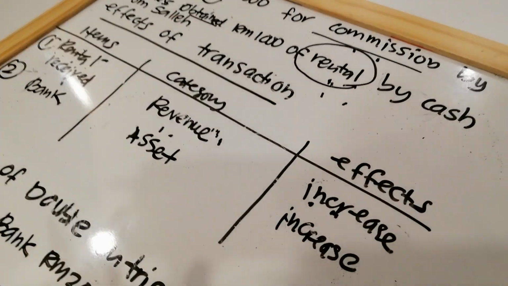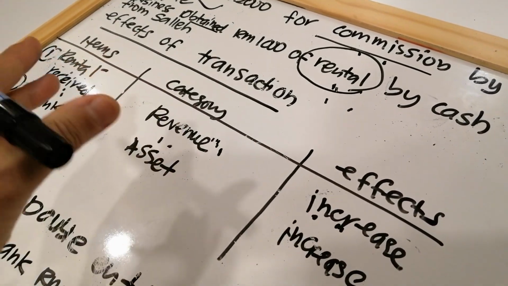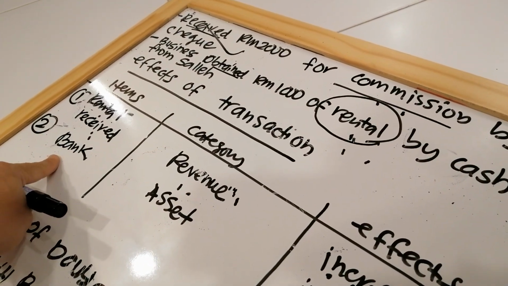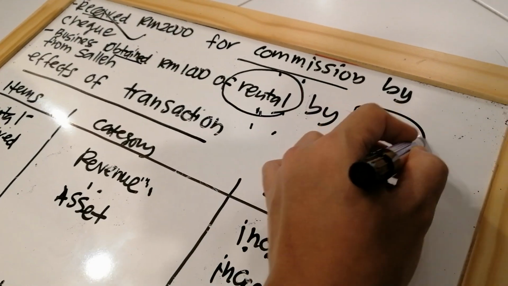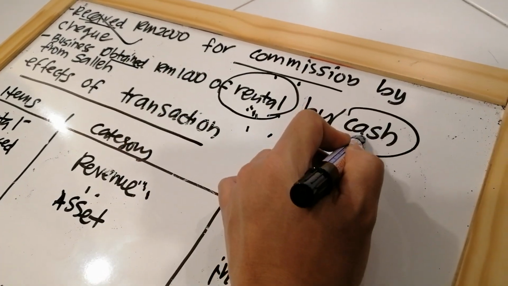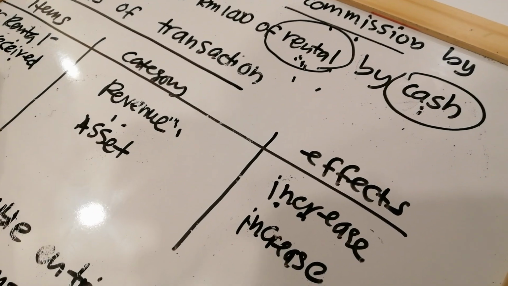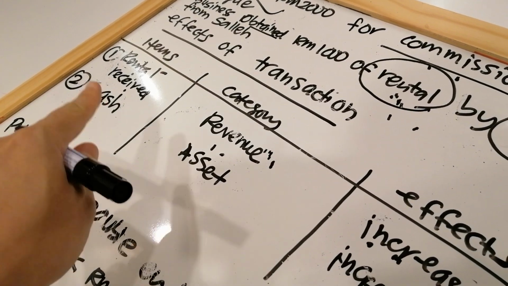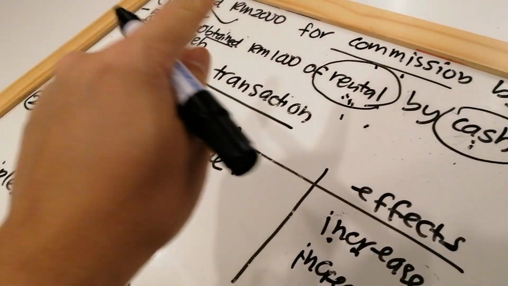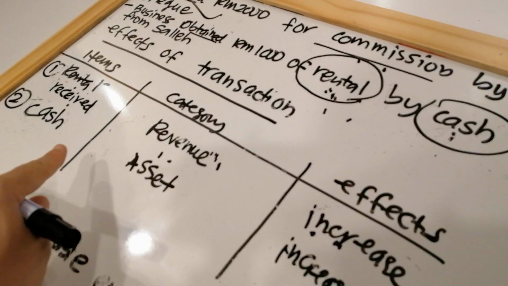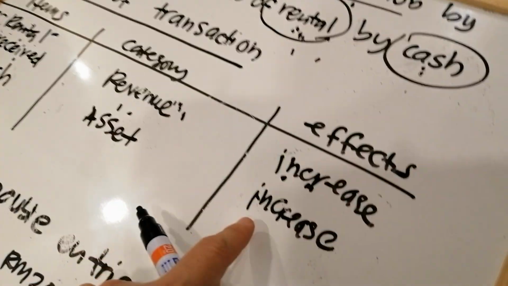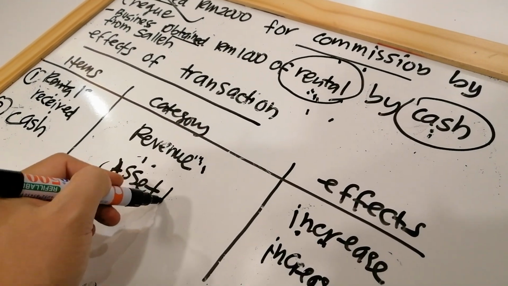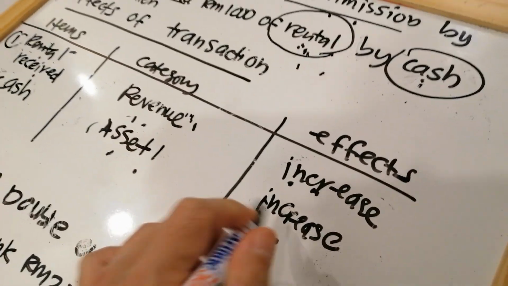Okay. Effect also increase because any new revenue that the business earns will increase revenue. Okay. Is it bank? No, because the business receives the rental through cash. So the platform here is not bank, but cash. Okay. If you check from the circle, cash is also under asset. And when the business receives rental through cash, the asset of the business will also increase. People pay you, you receive the money. The money is under asset. And the asset of the business will increase.